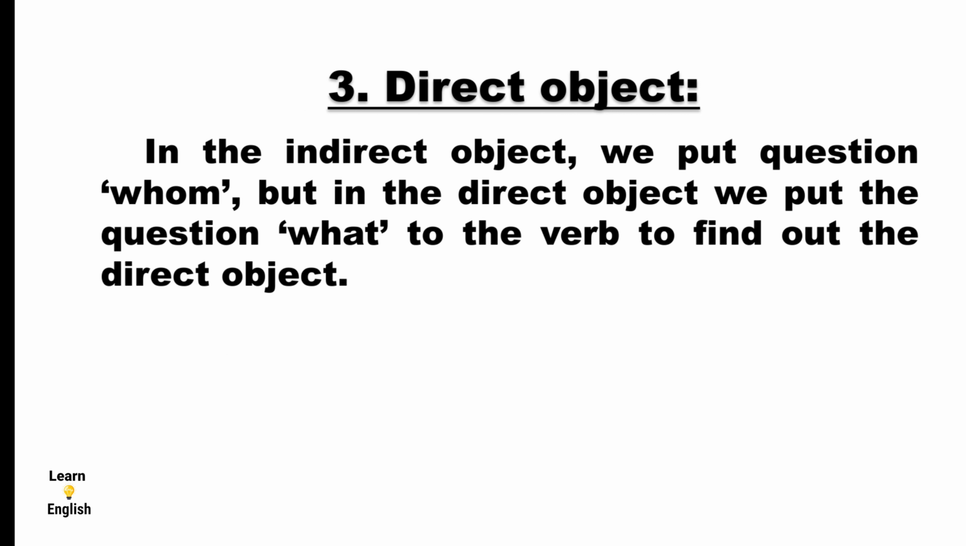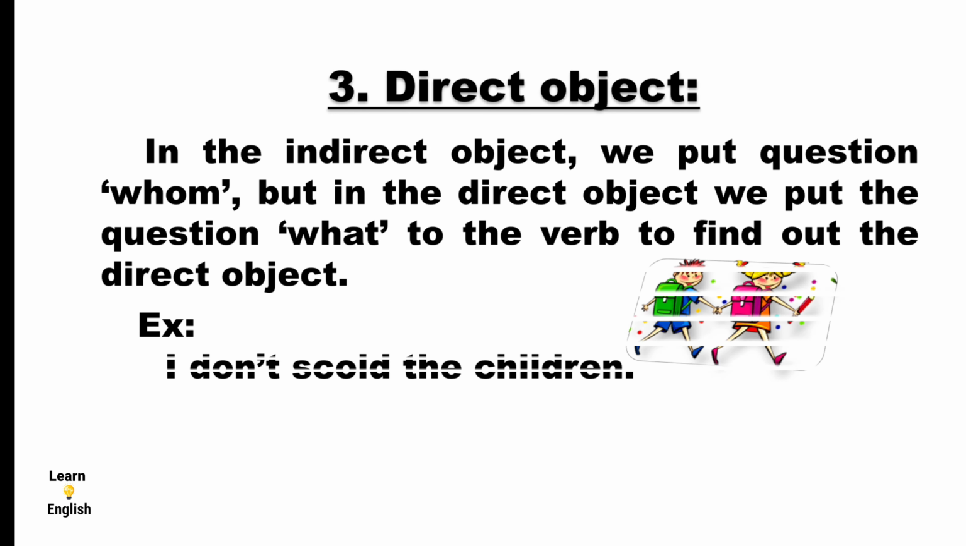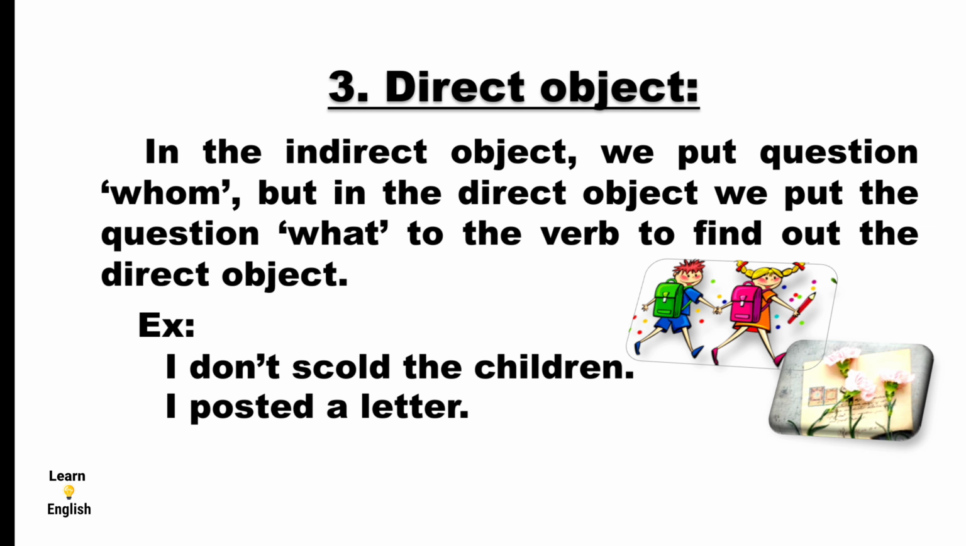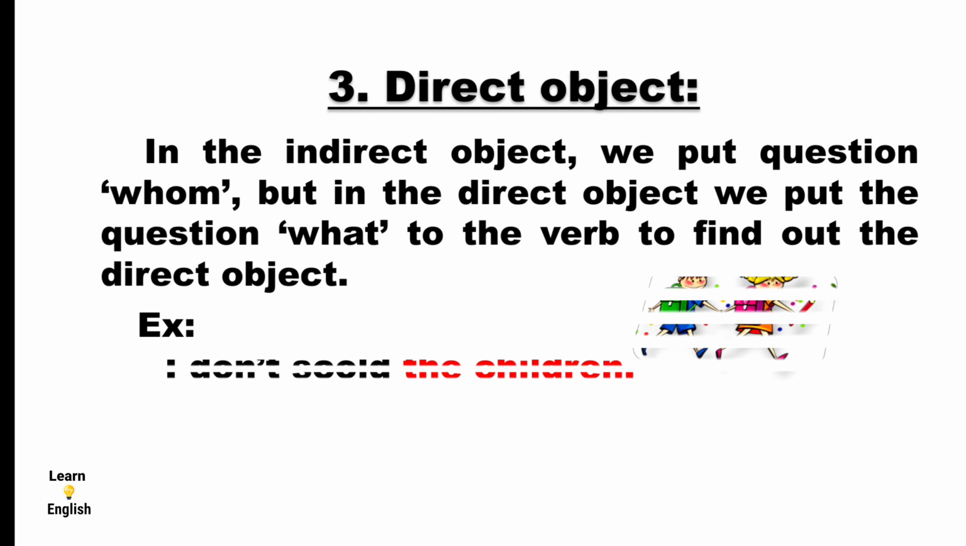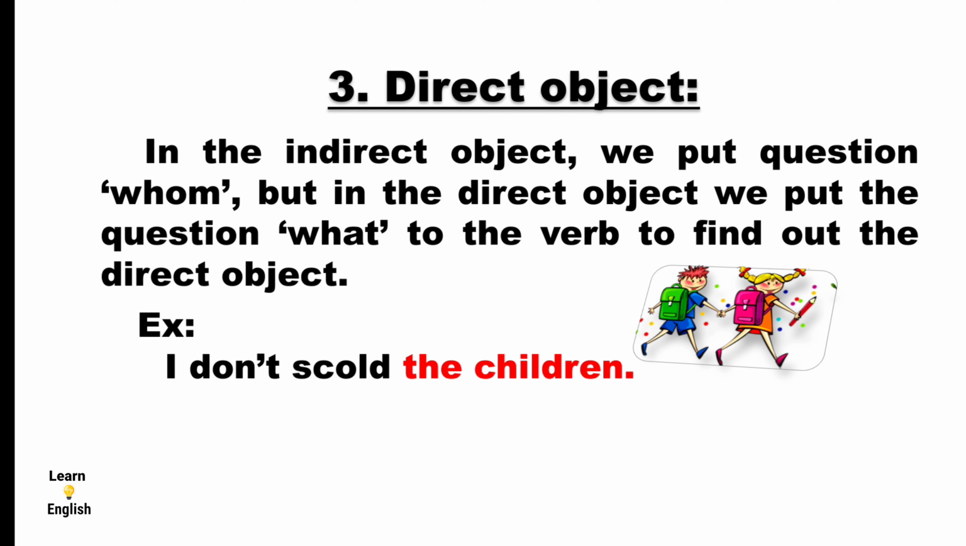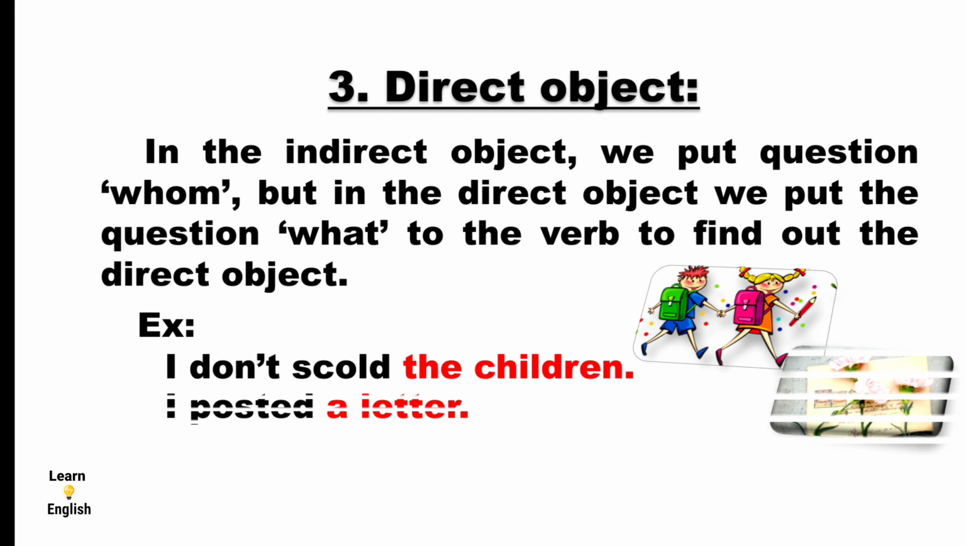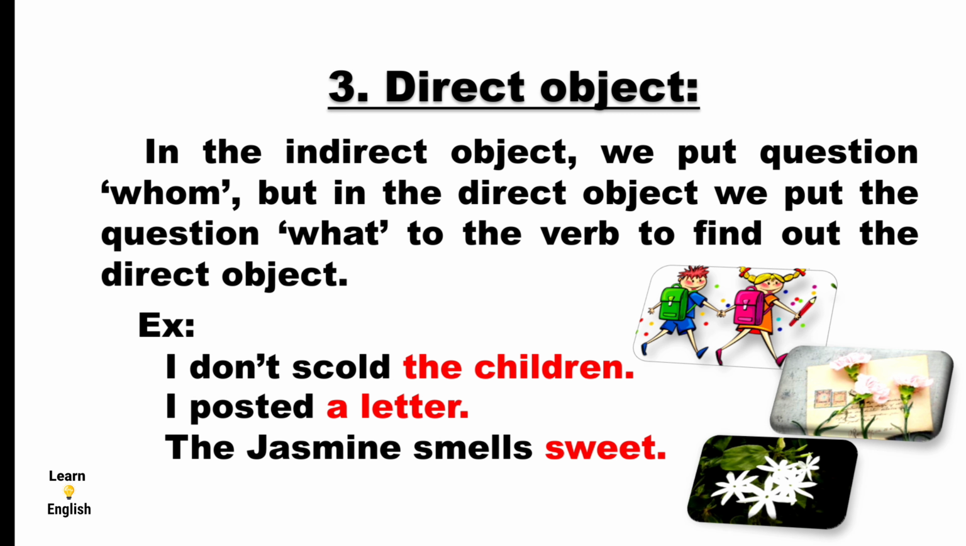Third one, direct object. For the indirect object, we put the question whom, but for the direct object, we put the question what to the verb to find out the direct object. For example, I don't scold the children. I posted a letter. The jasmine smells sweet. In these sentences, when we put the question what to the verbs scold, posted, and smells, we get respectively the children, a letter, and sweet. Such words are called the direct objects.